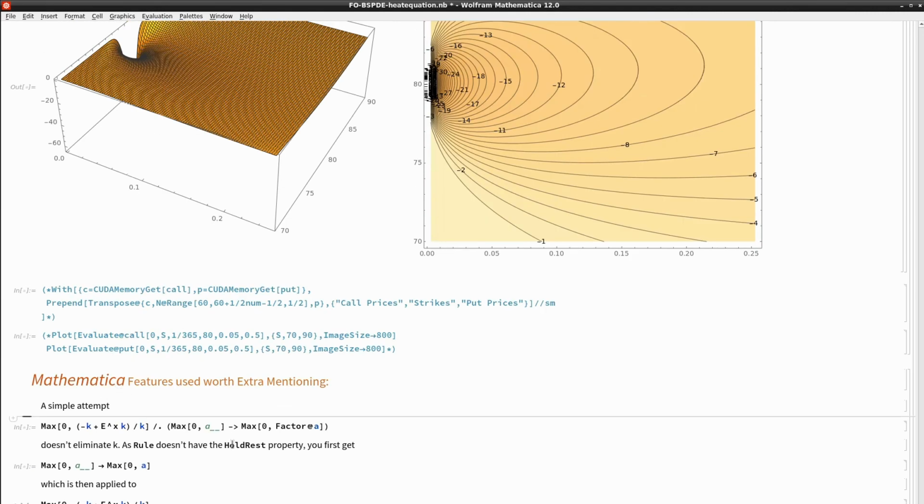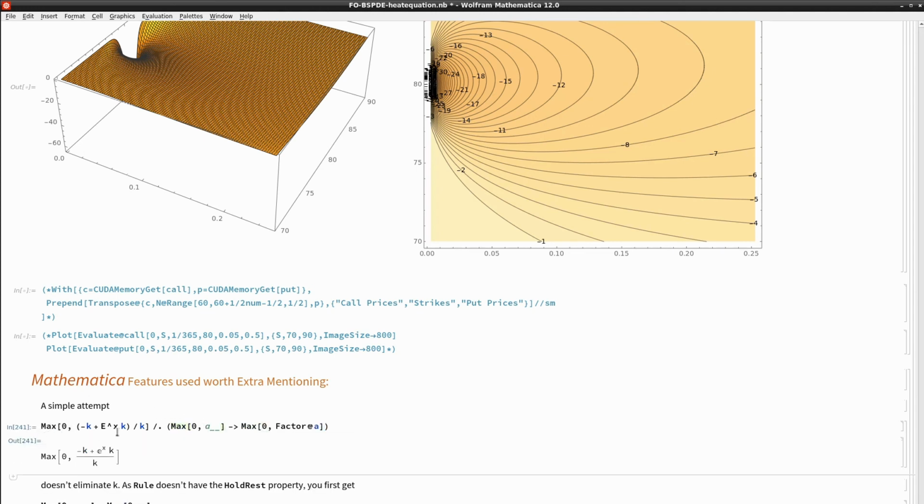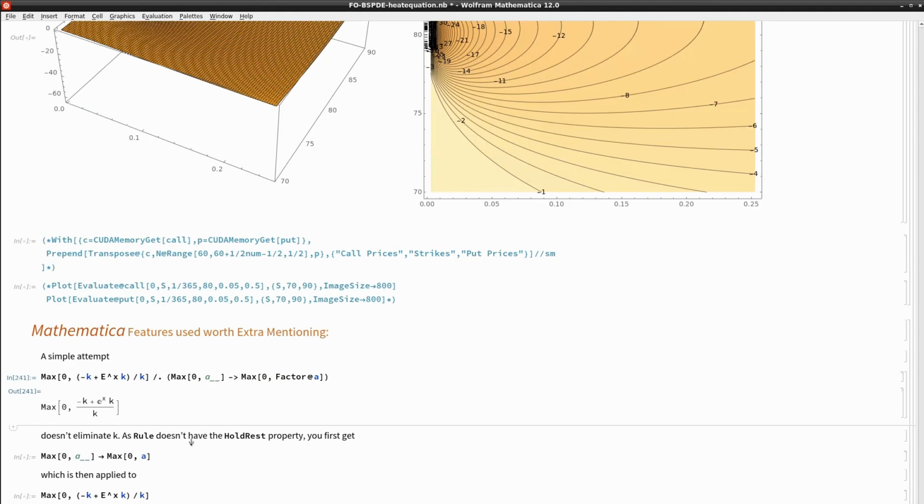So we may be tempted to just use a replacement rule where we are trying to use factor on the second argument in the max. And if we do that, then we still get our old formula back because it doesn't eliminate k. Rule doesn't have the hold rest property.